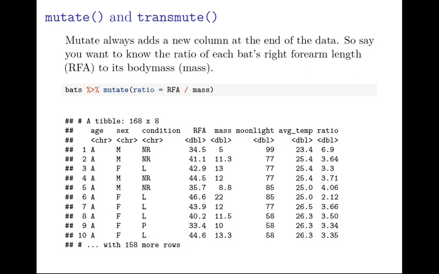Say you want to know the ratio of each bat's right forearm length, the RFA, to its body mass. Here you would just use your mutate function and specify the name of the new column you want, and then say that that's equal to the RFA divided by the mass. And here you can see the resulting column for ratio is now included in the data set.